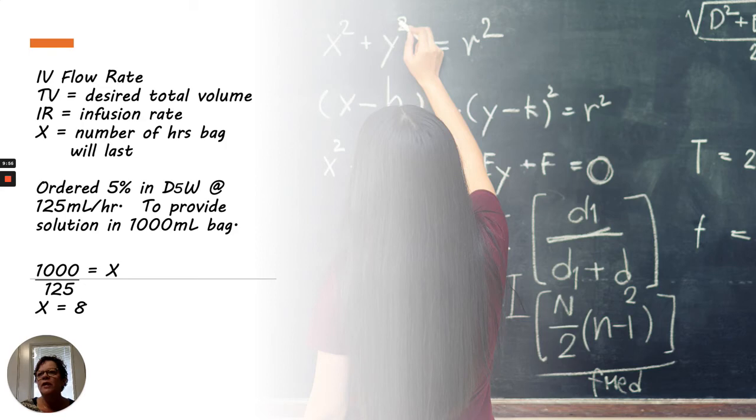So what you're going to have to do is set this up with the total volume over the infusion rate per hour equals X. And then you solve for X, and X equals 8. So the bag would last 8 hours. Again, you've done this in your math classes. It's just a different way of thinking about it.